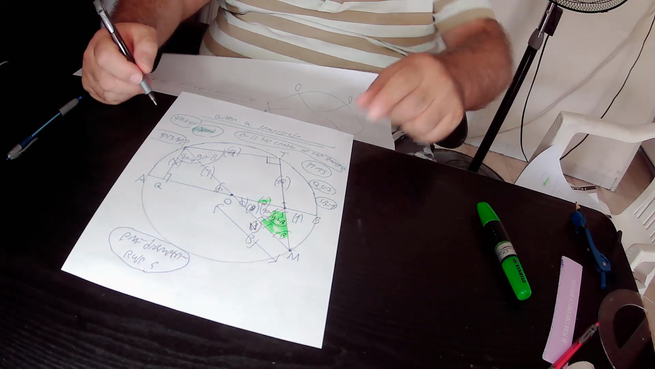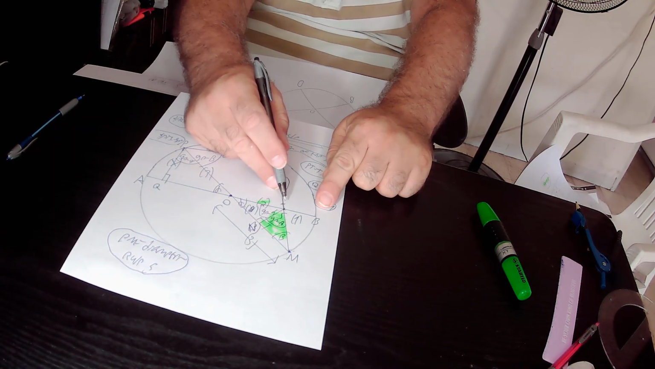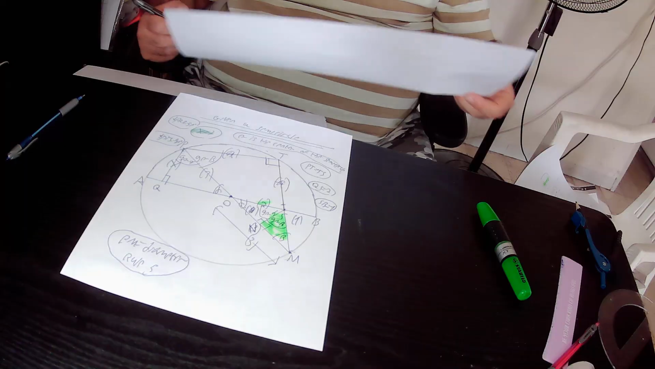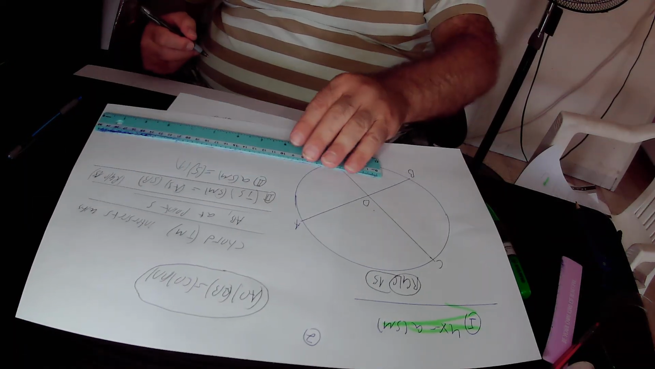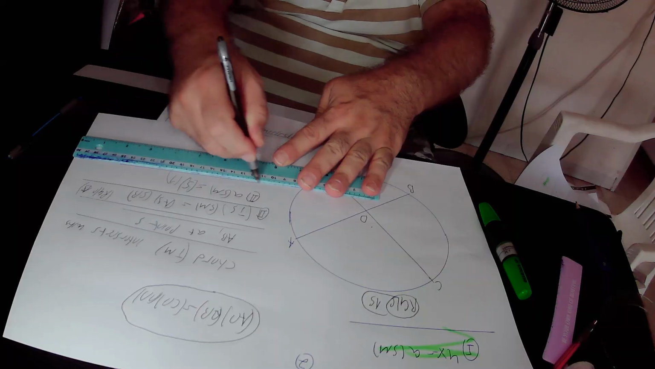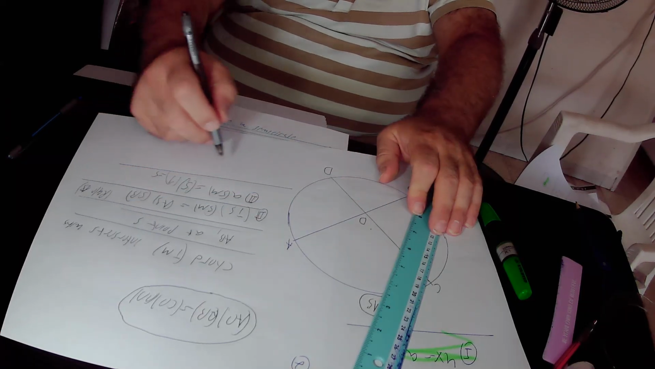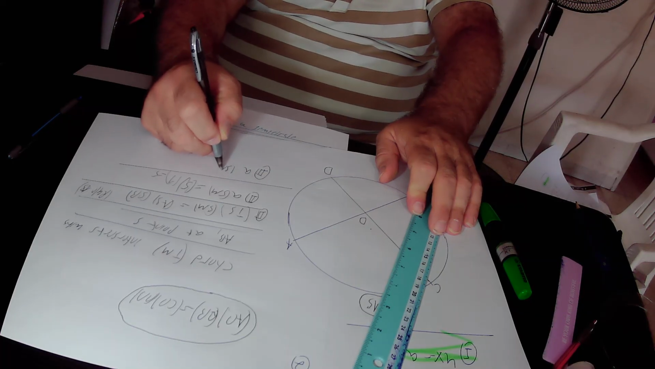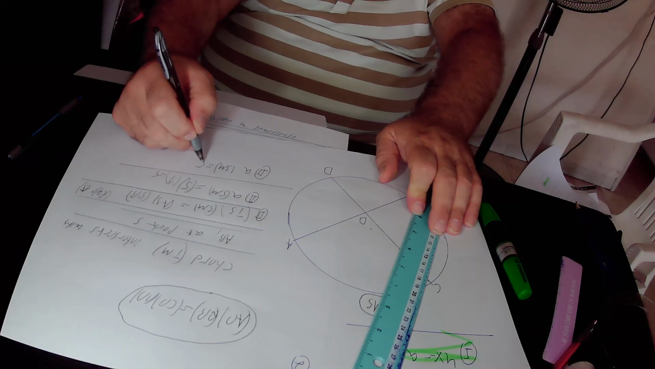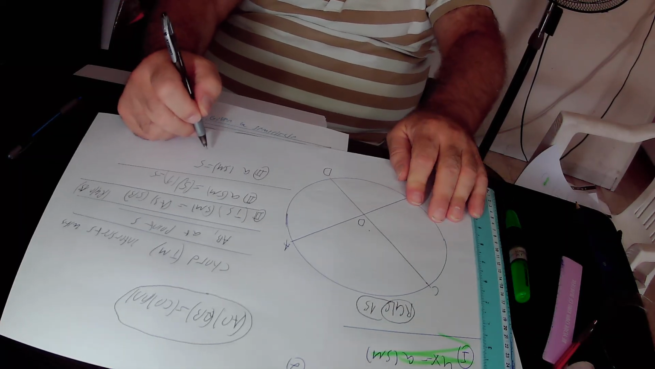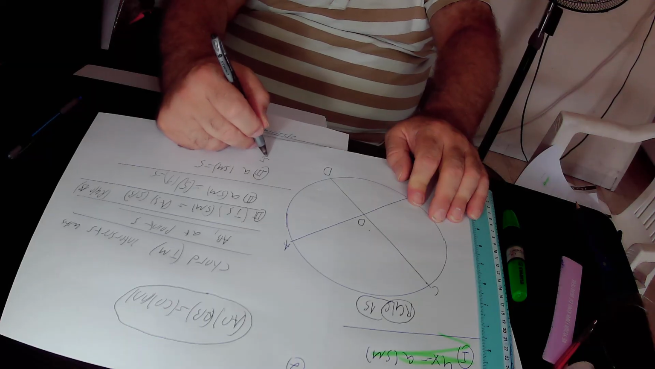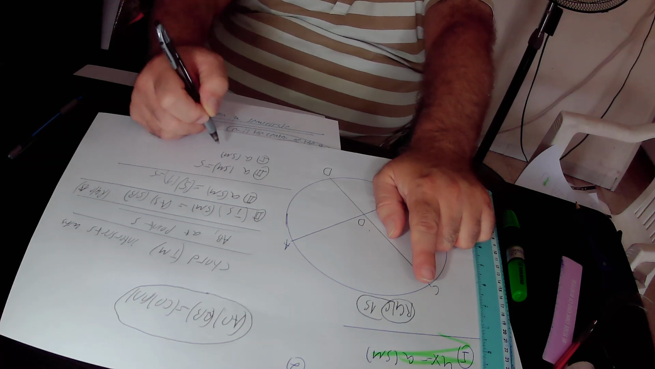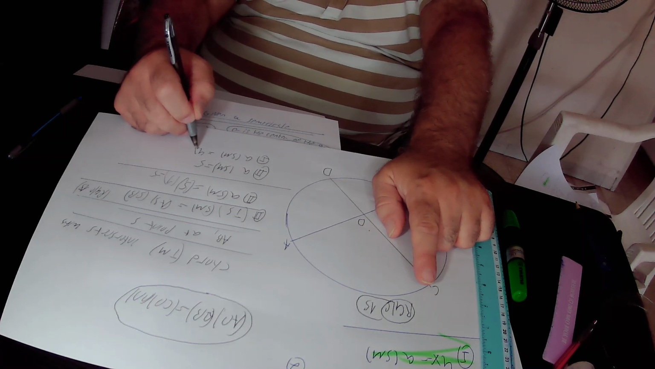Times SB. SB equals 1 unit in its length, according to what is given in the question. So in total, according to equation 2, A times SM equals 5 times 1, that is 5. Again, according to equation 2, A times SM is equal to 5. But according to equation 1, we have already found out that A times SM is equal to 4x.